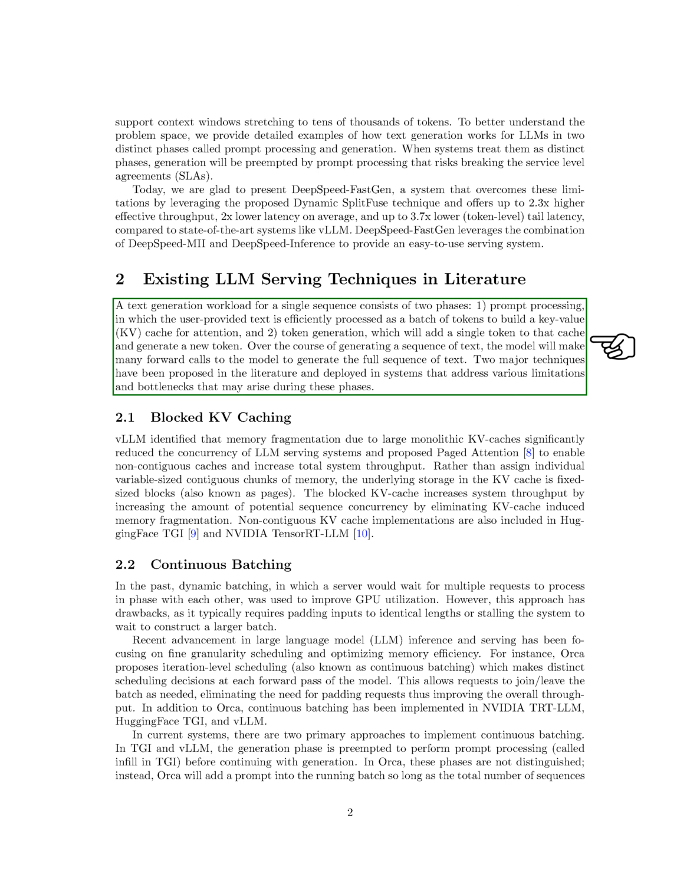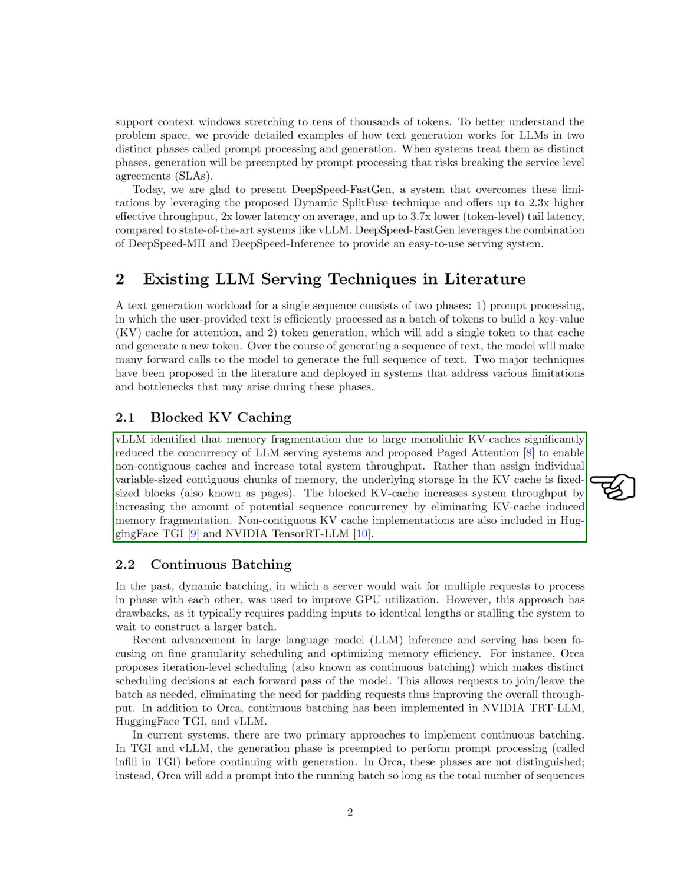The first is blocked KV caching, which was introduced by vLLM to address memory fragmentation issues that can slow down LLM serving systems. This technique uses fixed-sized blocks of memory, or pages, instead of variable-sized chunks, which can increase system throughput by reducing memory fragmentation.